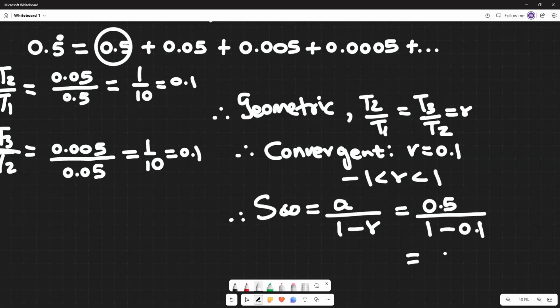Let's press that on a calculator and see what we get. 0.5 over 1 minus 0.1. That gives us the same answer of 5 over 9. And we have shown that 0.5 recurring can be written as 5 over 9.